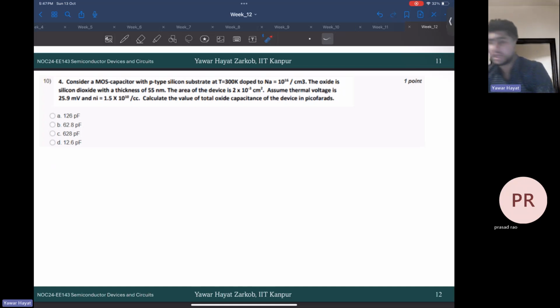Okay, the area of the device is 2 times 10 to the power minus 3 per centimeter square. Sorry, centimeter square. That is the area. You need to assume the thermal voltage is 25.9 millivolts and your Ni is 1.5 into 10 to the power 10 per centimeter cube. Okay, so please compute the value of the total oxide capacitance of the device in picofarads.